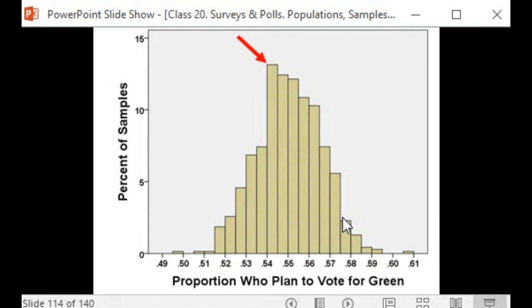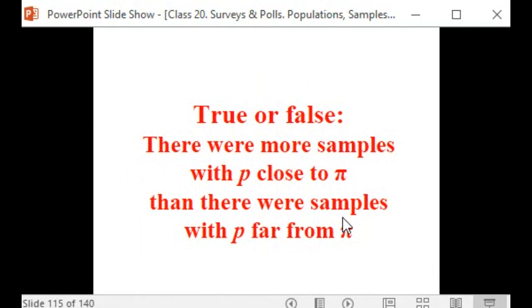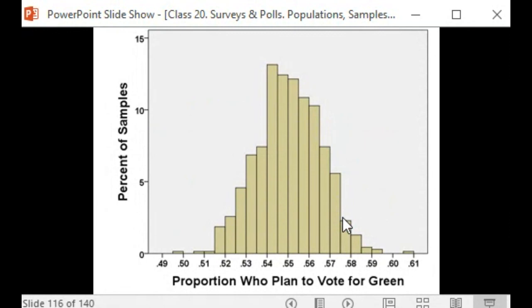Now here's a true-false question. True or false? There were more samples with p close to pi than there were samples with p far from pi. So here's our distribution. The question is true or false? There are more samples whose values of p are close to pi than there are samples whose values of p are far from pi. Is that true or false?